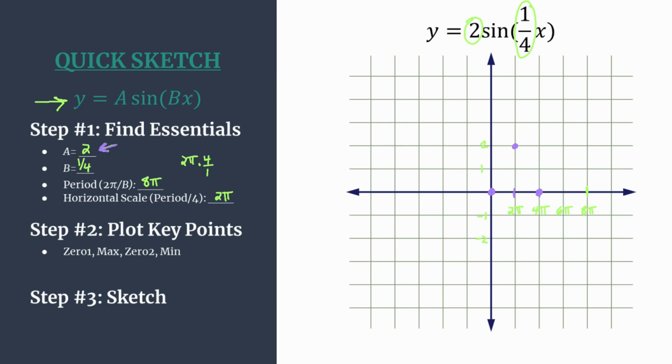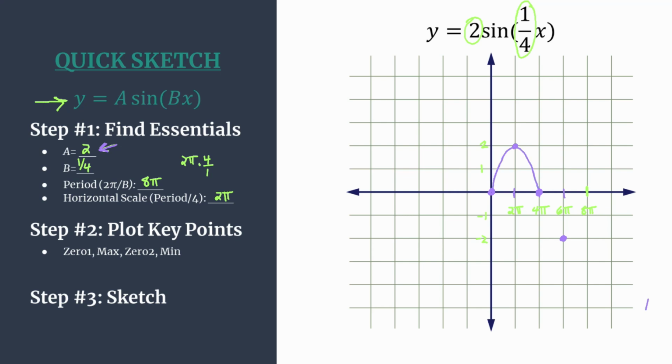You have 0, 2 at your next tick mark. So x-intercept at 4 pi. And then at the third horizontal tick mark, moving to the right, 6 pi, you have a y-coordinate of -2. Just take the opposite value of a. That gets you your minimum. And then all that's left is to sketch step 3.